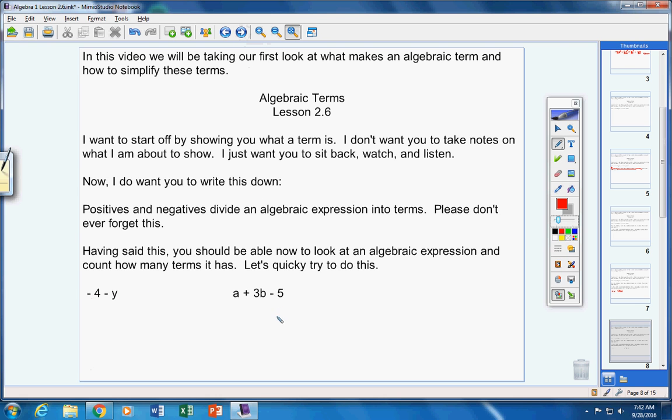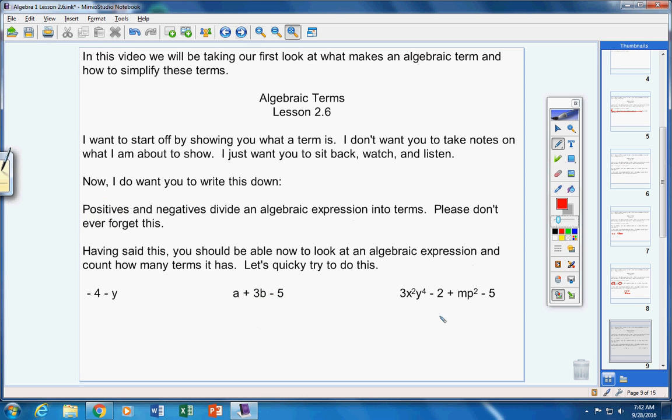How many terms are in this expression? Well, I've got a term here, then I see a positive sign, then a term here, then a negative sign, then a term here. This is not two terms right here. Remember, the only thing that divides an expression up into terms are positives and negatives. So this expression here has how many terms? 3. Do you understand? This term here is positive, this term here is positive, this term here is negative.